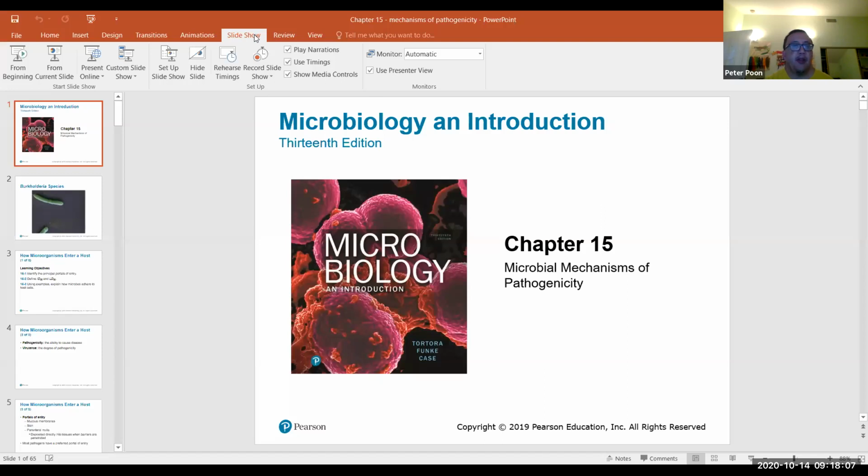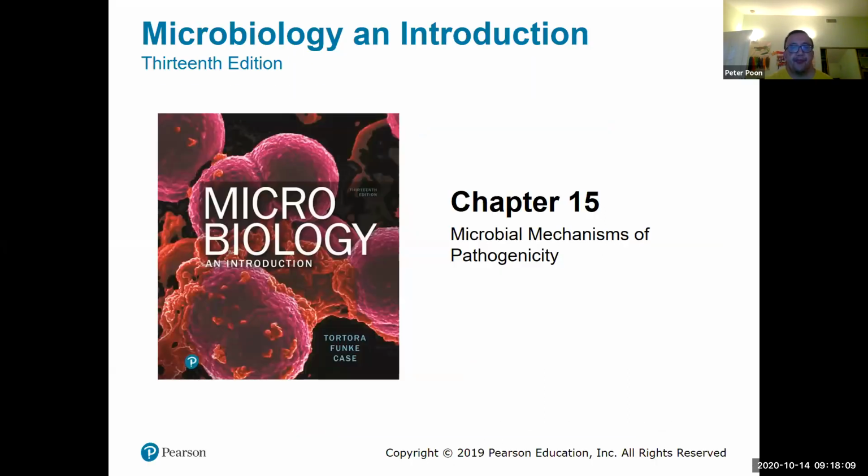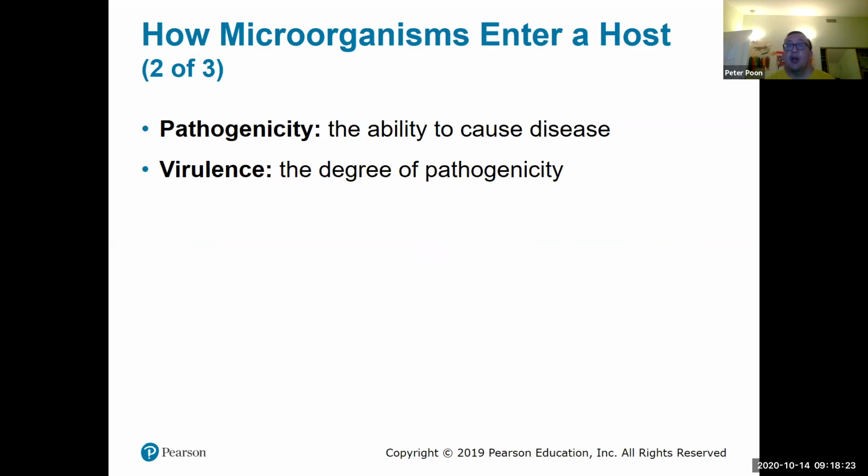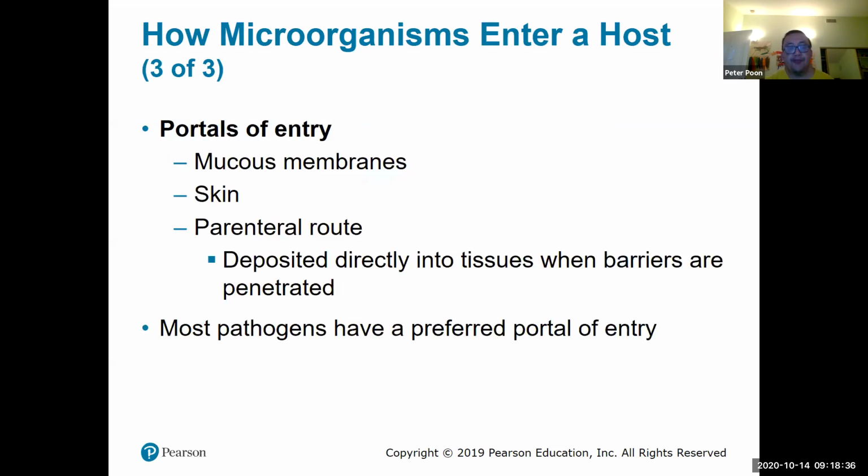All right, chapter 15, the microbial mechanisms of pathogenicity. One of the things I want you guys to make sure you do, actually all three of these things, are really important. Pathogenicity is the ability to cause disease, and virulence is the degree of pathogenicity, how much disease it can actually cause.